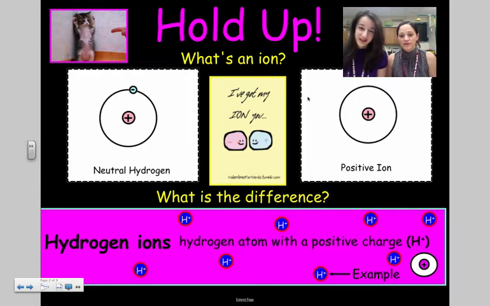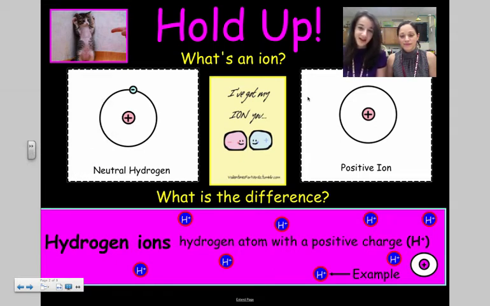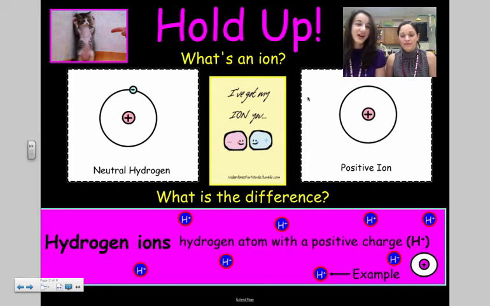Wait, what's the difference between these two? Let's take a look. Neutral hydrogen has one proton and one electron. If you calculate the charge, that turns out to be 0, so it's neutral. But if you look at the positive ion, it has one proton, so it has a charge of +1. So a hydrogen ion is a hydrogen with a charge of +1. That's why it's written as H+. That little plus is a 1.